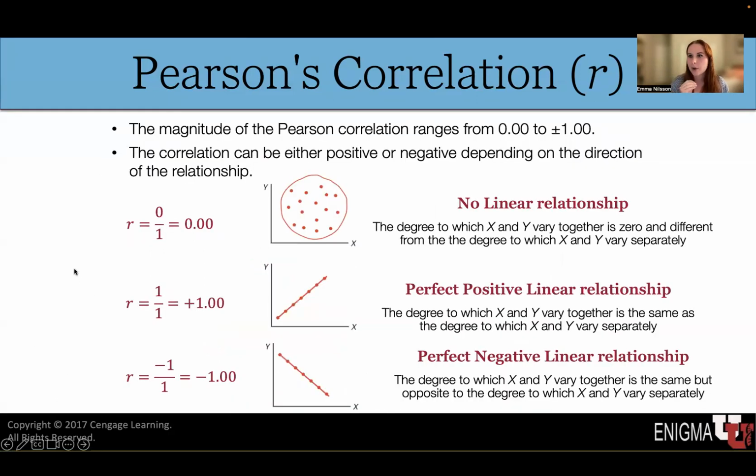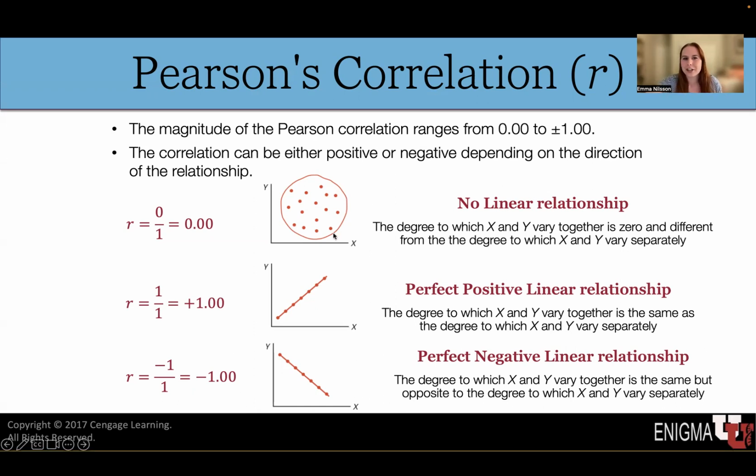Let's talk a little bit about how we interpret Pearson's R. Pearson's R tells us about the strength and direction of a linear relationship. Remember that. The magnitude of Pearson's correlation ranges from 0 to plus or minus 1. This tells us the strength. A correlation of 0 is a weak non-relationship, whereas a correlation of positive or negative 1 is a perfect correlation. The strength is max. Then the correlation can be positive or negative depending on the direction of the relationship. A positive Pearson's correlation means a positive relationship, and a negative Pearson's correlation means a negative relationship.